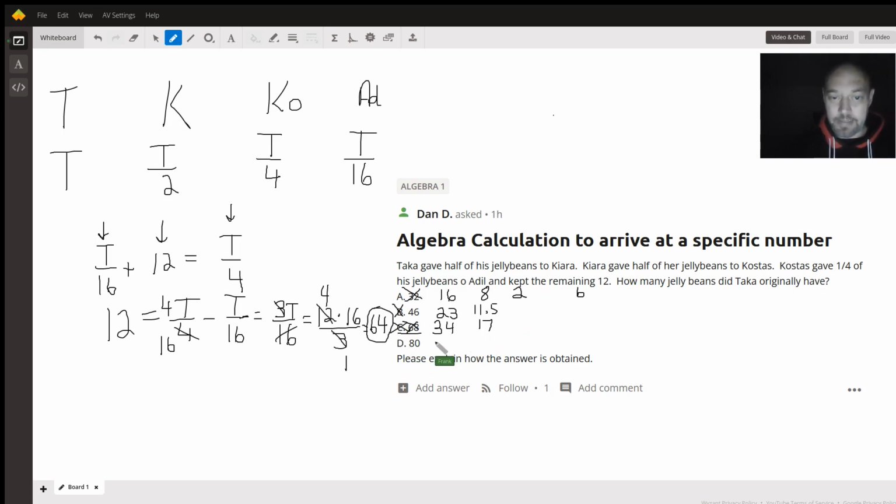And then 80, half would go to Kiara, which would be 40. Half would go to Kostas, which would be 20. A quarter would go to Adil, which would be 5. Except 20 minus 5 is 15. Too many left over. So that one's out.